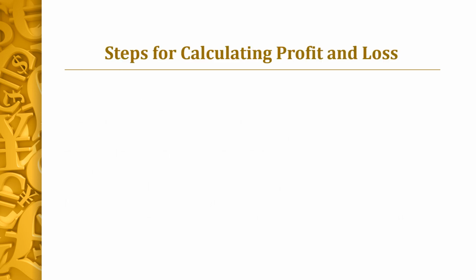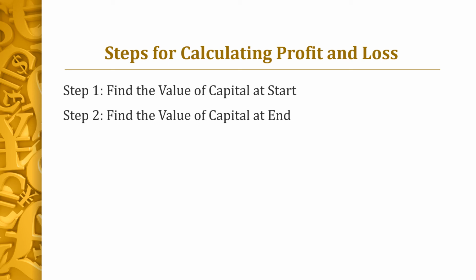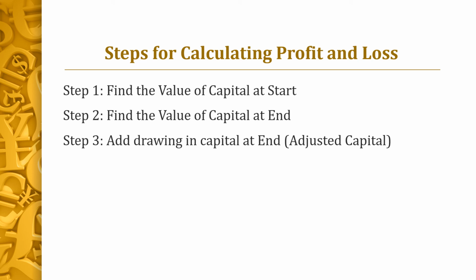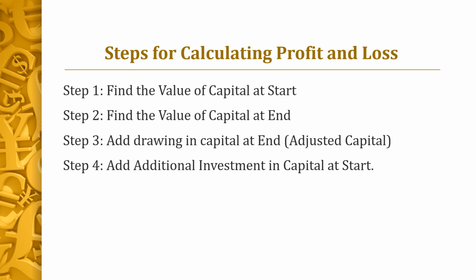After all the adjustments, there are certain steps which can be used for calculating profit and loss. Step 1, find the value of capital at start. Step 2, find the value of capital at end. Step 3, add drawing to capital at end to find the adjusted capital. Step 4, add additional investment to capital at start. And step 5, working on expenses.